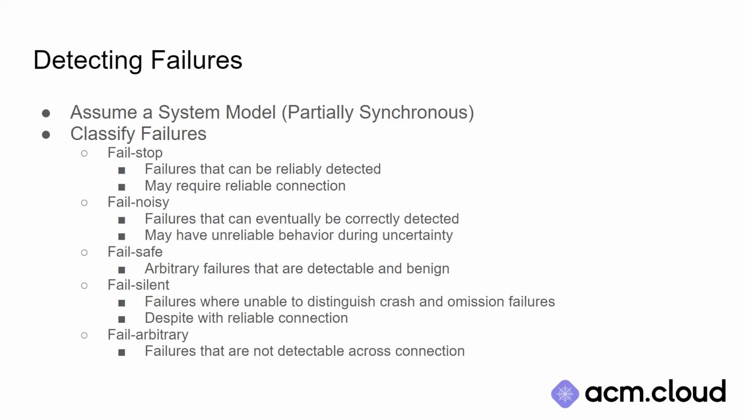We have the notion of fail noisy, which is basically where at some point we can know that there was a failure, but we may not know initially, and we may continue trying to process for a short while. We have the notion of fail safe, where there was a failure, but it was handled generally at the receiver side, the server side, so that it's benign and we can continue working fine. Fail silent, where we're unable to distinguish between a crash and an omission failure. And then we have fail arbitrary, where failures are not detectable at all across the connection. I'll share an example of this later as well.